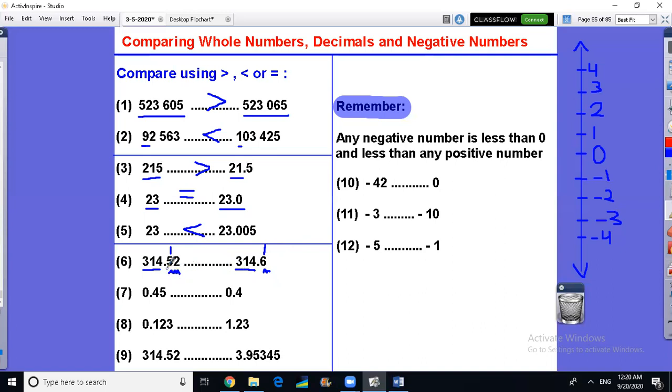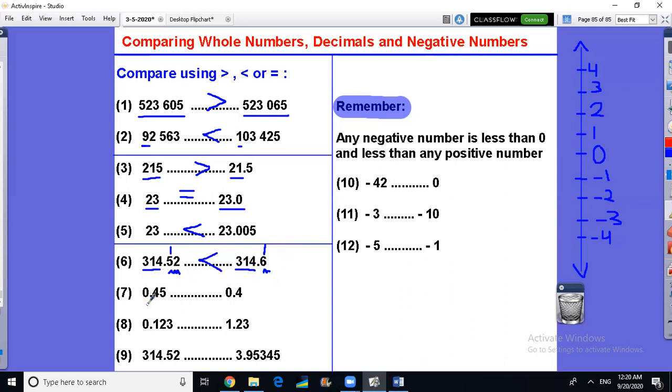Then you start comparing the first digit after the decimal with the first digit after the decimal. If they are the same, then the second digit after the decimal with the second digit after the decimal. Here, the first digit and the first digit, this is bigger, that's it.